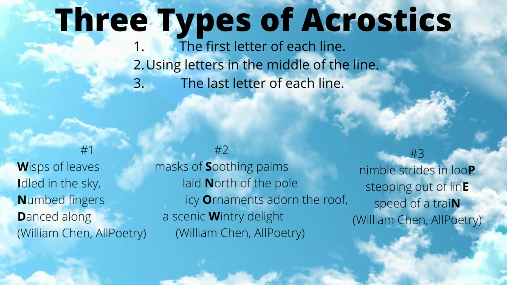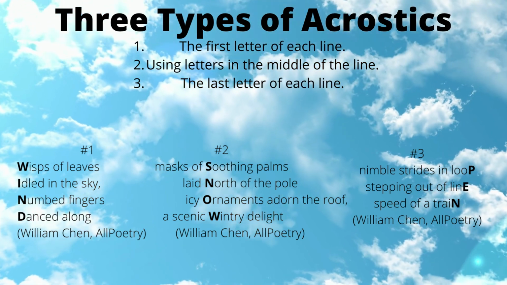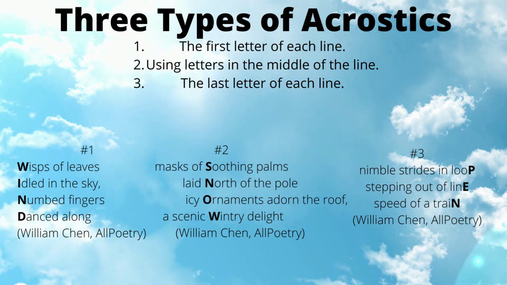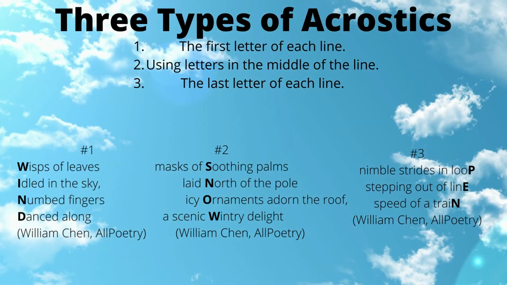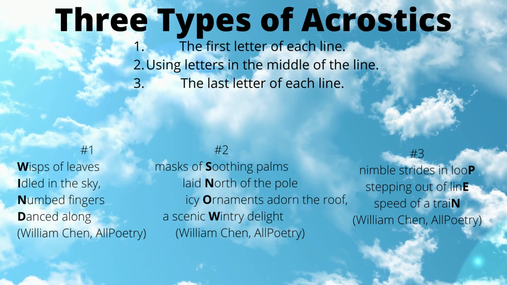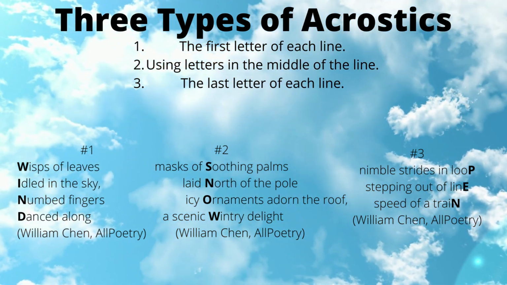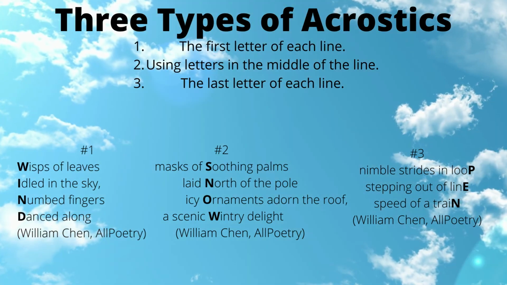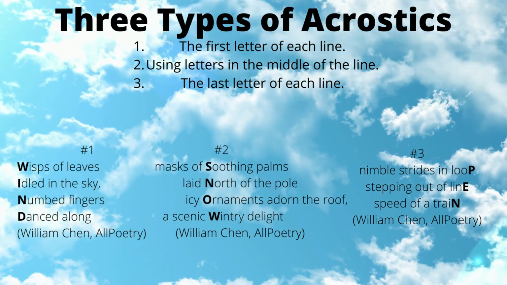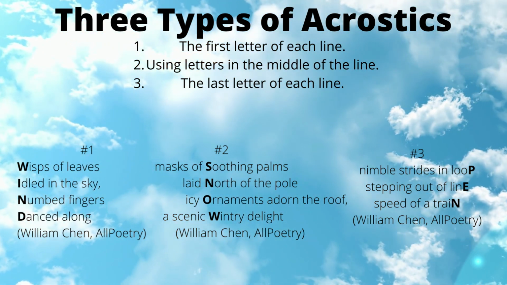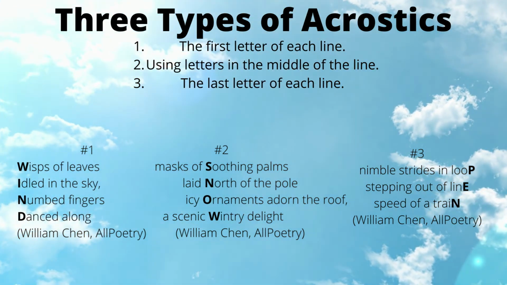The most popular version is when a word is spelled using the first letter of each line, as seen in number 1. Other options provide more of a challenge to experienced poets. One option is to have a word hidden in the middle of a poem, as seen in number 2. A third option is to write a poem that has a word spelled vertically using the last letters of each line. This can be the trickiest variety, but it's a great puzzle for those who want a challenge, as seen in number 3.